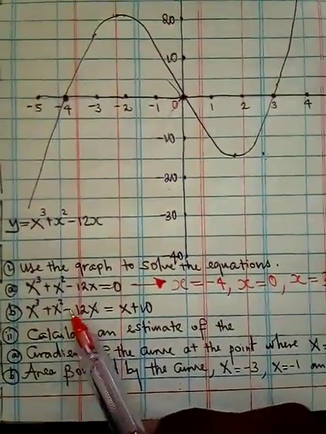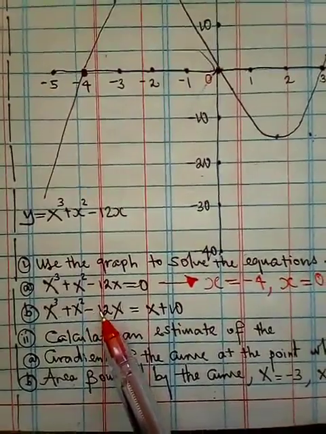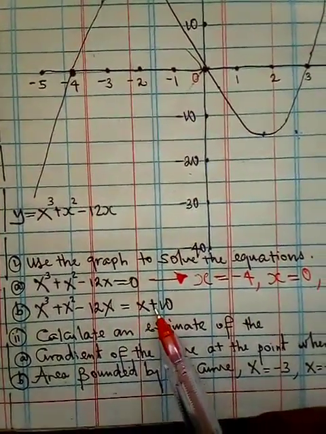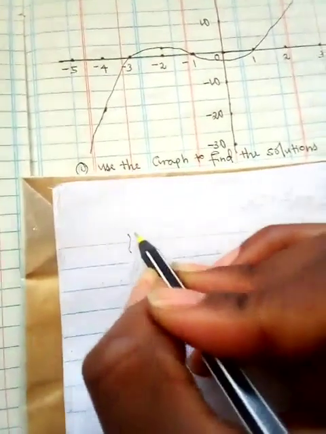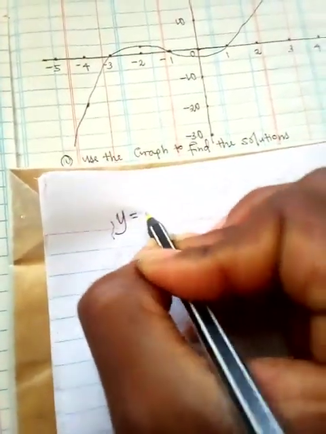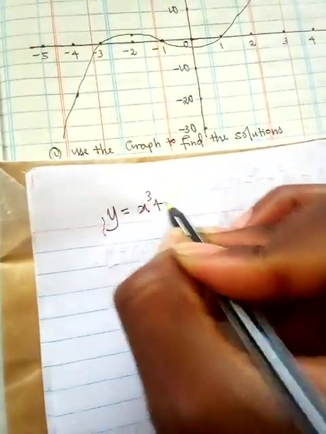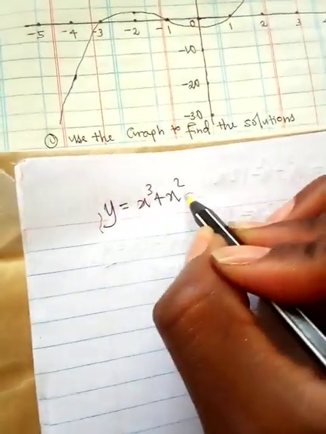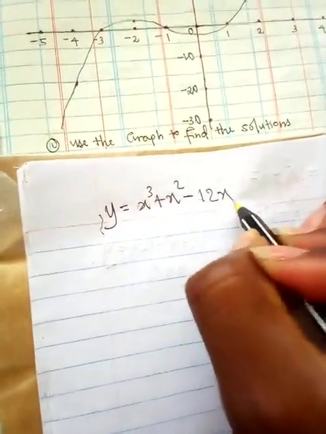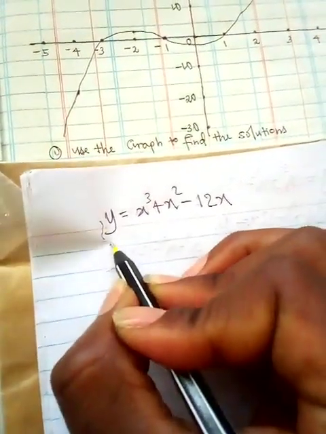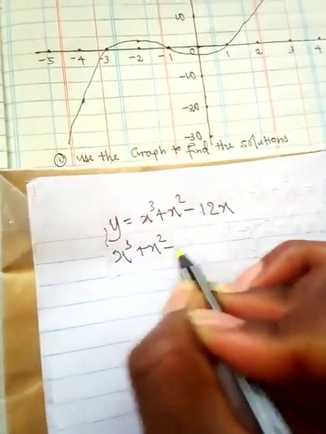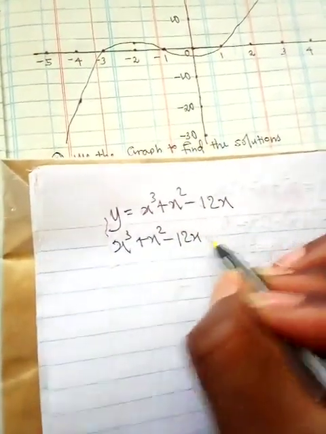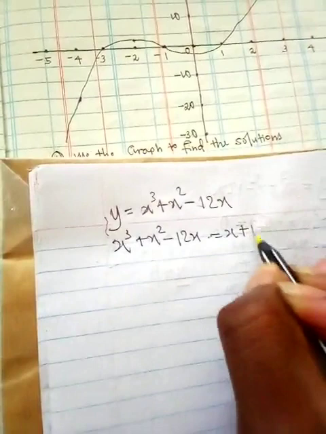What about this other one? x to the power 3 plus x squared minus 12x is equal to x plus 10. How can we handle this one? Well, again, the rule, compare your original equation, which is y is equal to x to the power 3 plus x squared minus 12x. What we have been given to solve is x to the power 3 plus x squared minus 12x is equal to x plus 10.